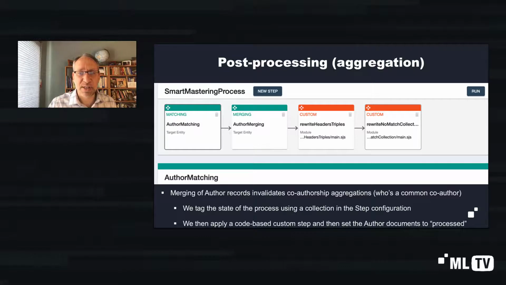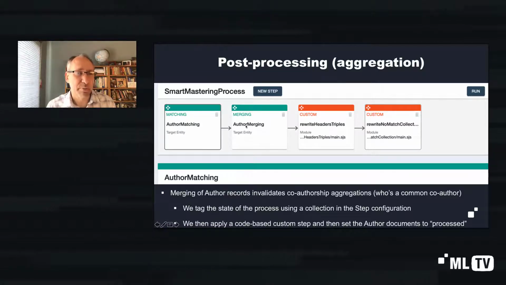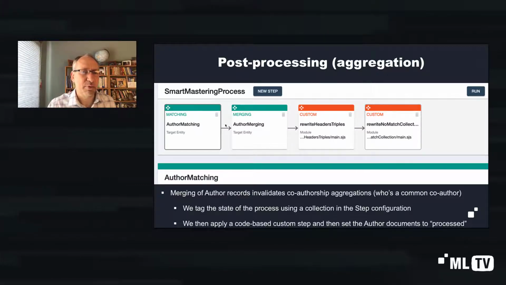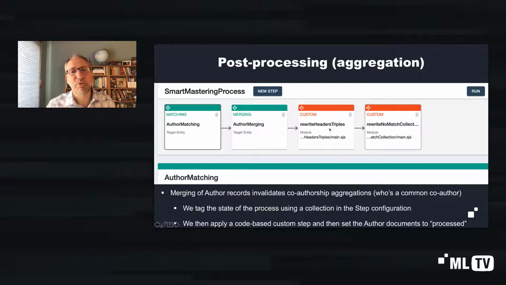But here are the author relationships. So author matching and author merging, that's sort of normal for mastering. First, we do matching to figure out what has to match, and then for performance reasons, we do the merging in bulk. We merge things together into the canonical authors. And then here's that step, rewrite headers triples. That's the one that goes into the headers and looks at the co-authorship triples and recomputes those percentages to make sure that we know who's a real frequent author.